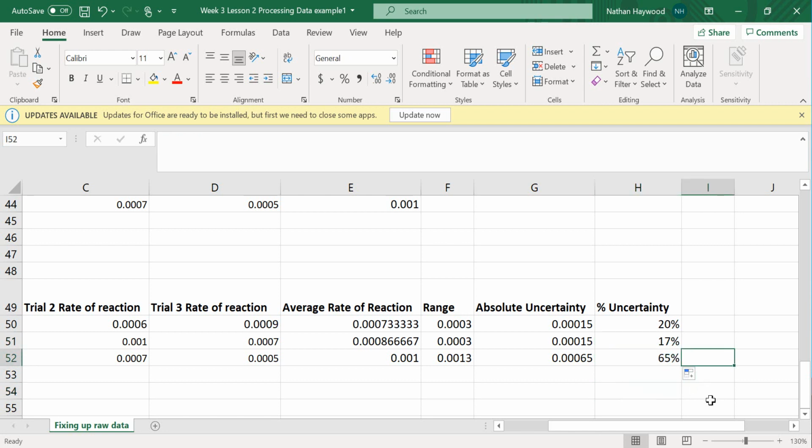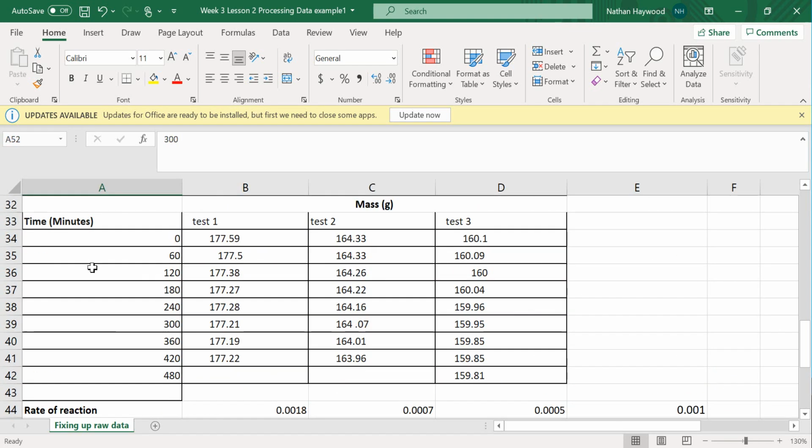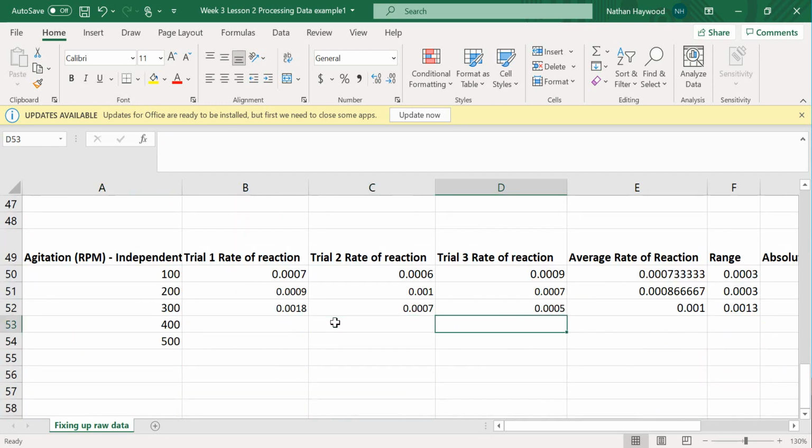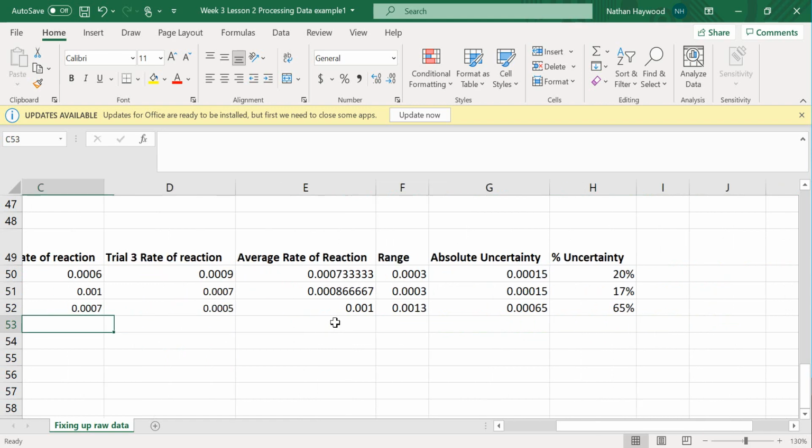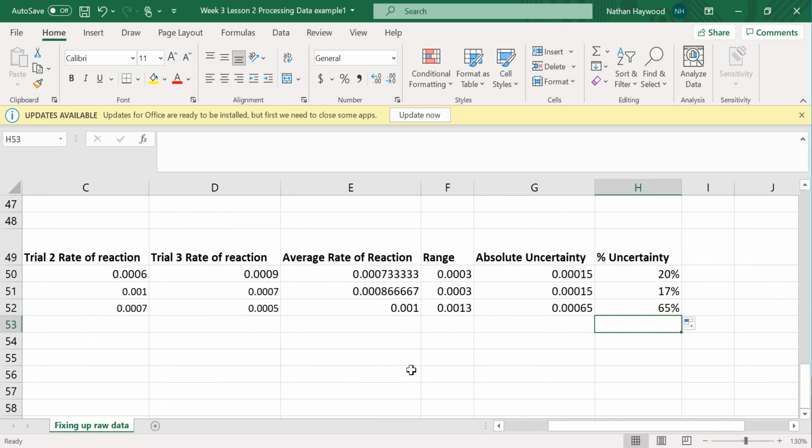You can see this one has quite a big percentage of uncertainty about the mean. So this is possibly incorrect due to human error, systematic error. Possibly I need to go back and instead of going to 180 seconds, maybe go further. So there's different ways to explain that percentage uncertainty. So I hope that helped you with finding those calculations involved in rate of reaction.